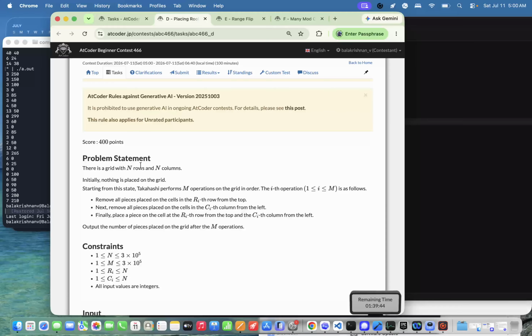So there's a grid of N rows and N columns. Initially nothing is placed in the grid. Starting from this state, he performs M operations in the grid. The ith operation is as follows. Remove all pieces placed in the row Ri. Next, remove all pieces from the column Ci. Finally, place a piece in cell Ri, Ci.